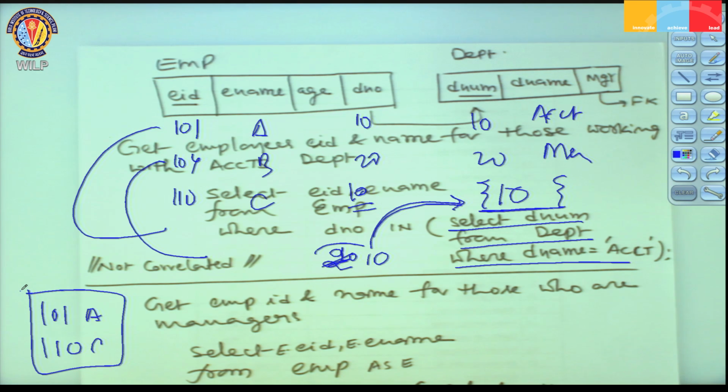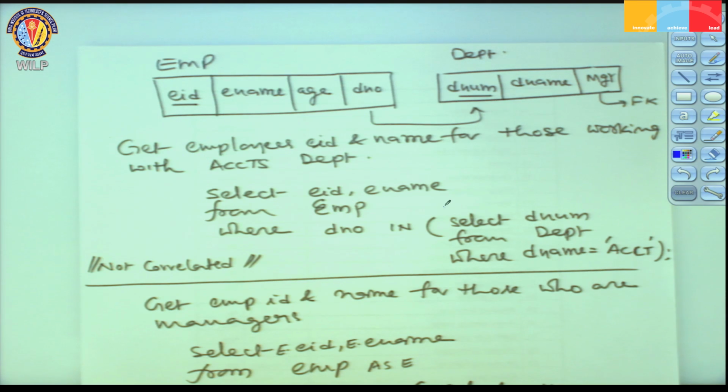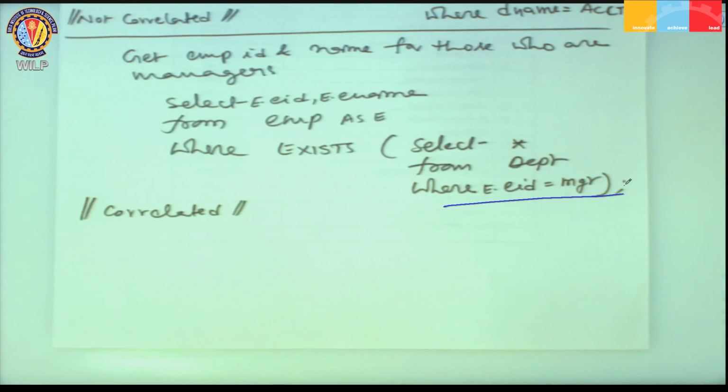This is called a nested query. But of course, in this example, whatever I have written, the nested query is not a correlated nested query, since I am not referring to any of the attributes that are part of the outer query relation that is specified in the outer query. So that's why it is not a correlated nested query. Now let us have a look at an example for the same thing.